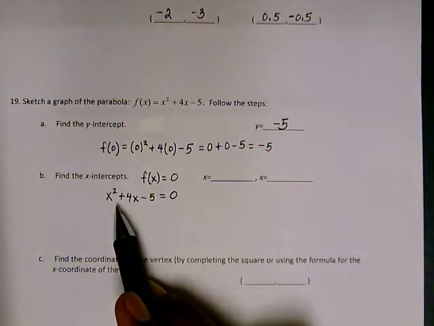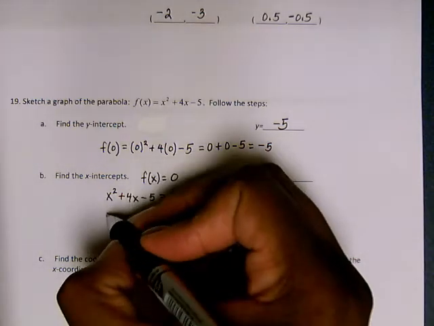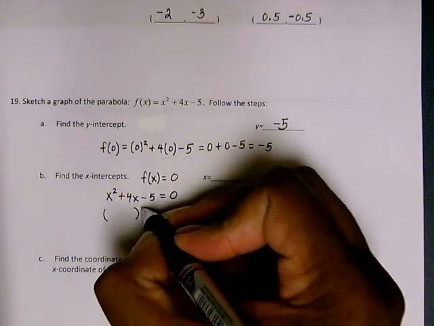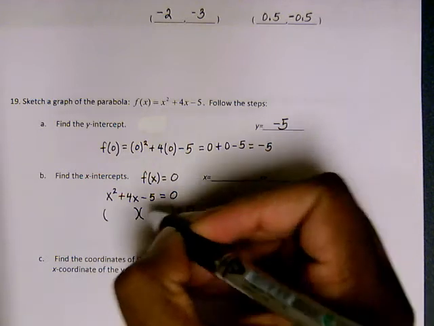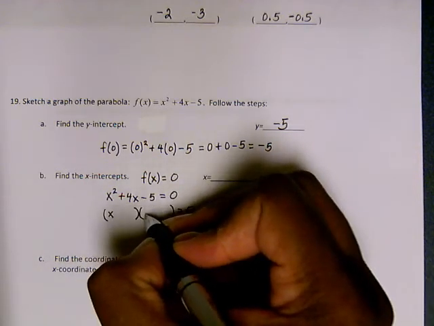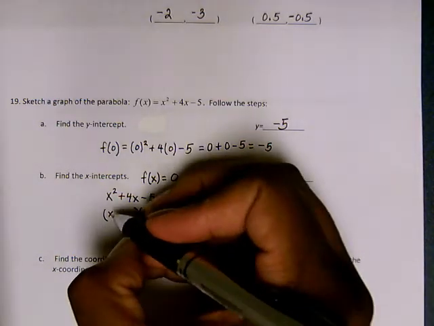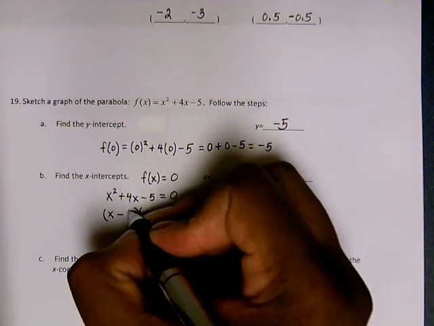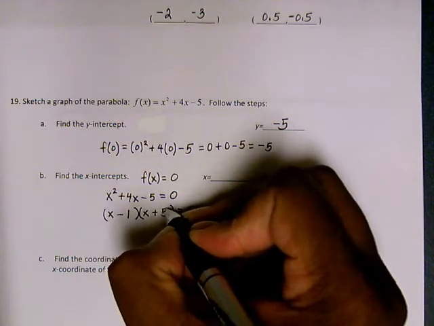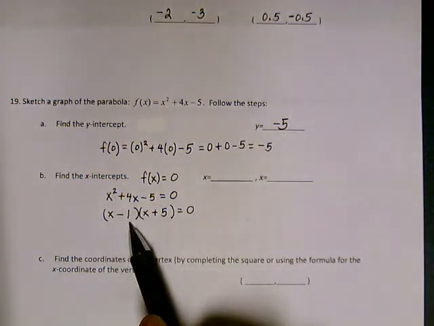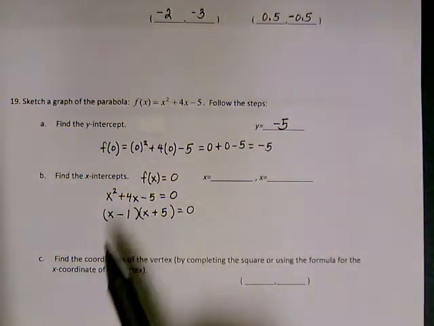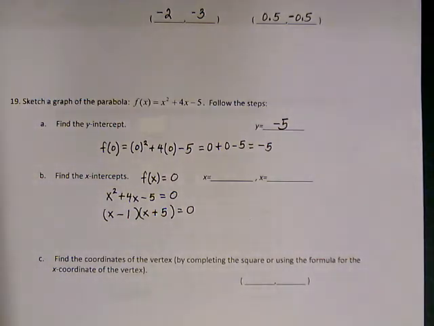And then I'm going to factor the x squared plus 4x minus 5 into two binomials here. So this is your x, and that'll be x here. The factors of negative 5 that will give me a plus 4x will be negative 1 and plus 5, because minus 1x and a plus 5x will give me the plus 4x. So this is x minus 1 times x plus 5 equals 0.